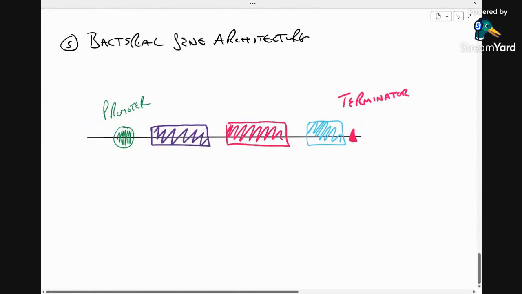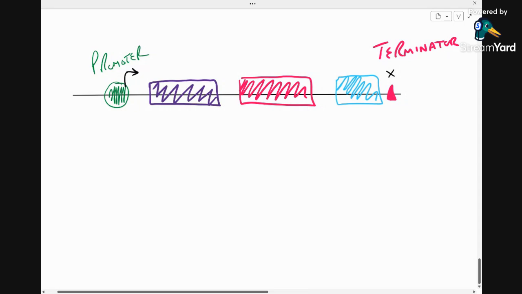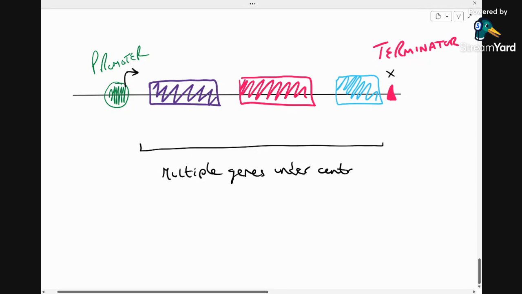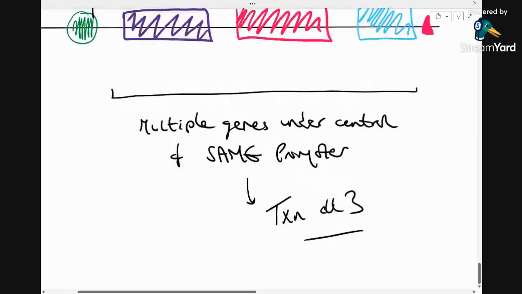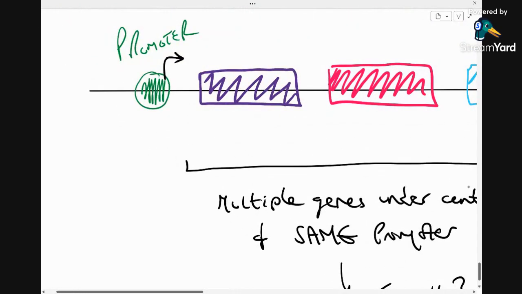So transcription will start at the promoter and it will end at the terminator. And hopefully what you can appreciate is that these three genes are under the control of the same promoter. We have multiple genes under the control of the same promoter. So we transcribe all three. We only need one binding event by RNA polymerase.